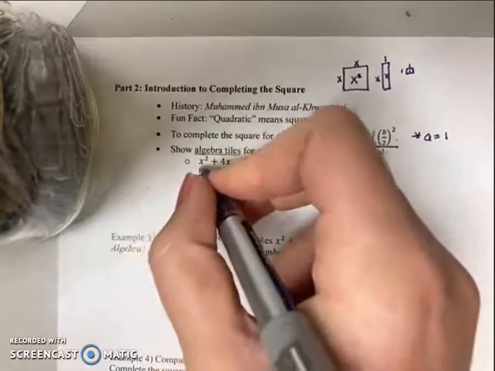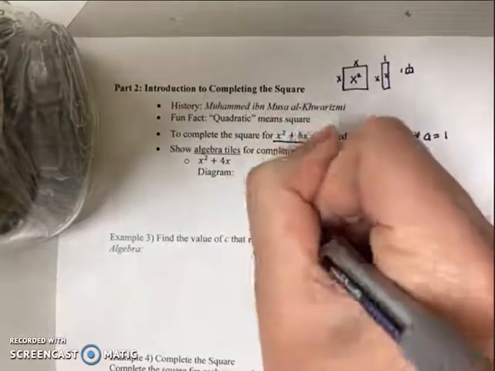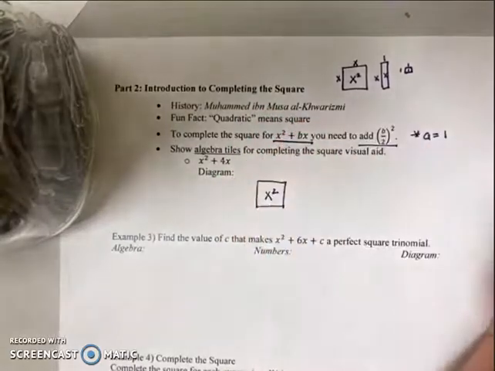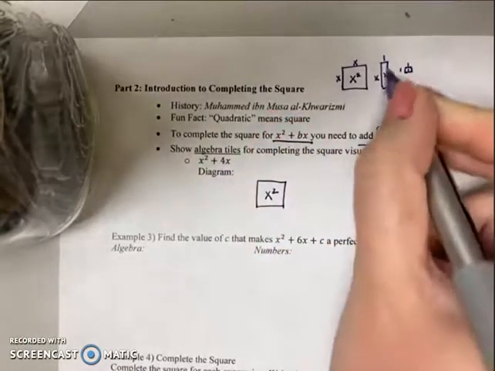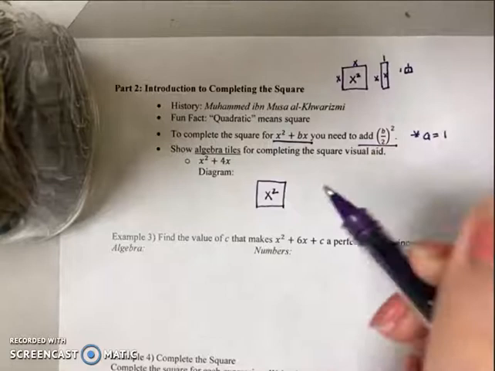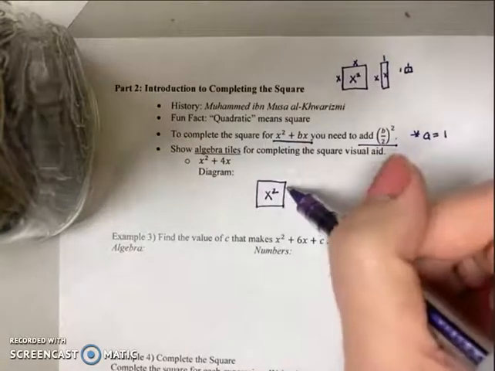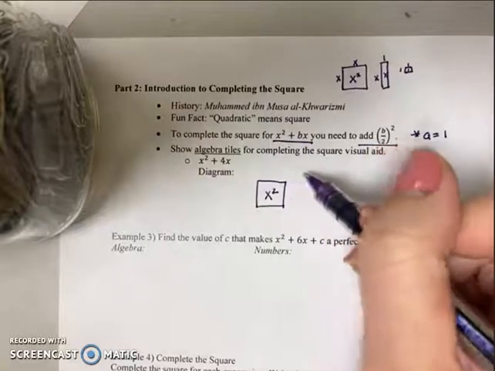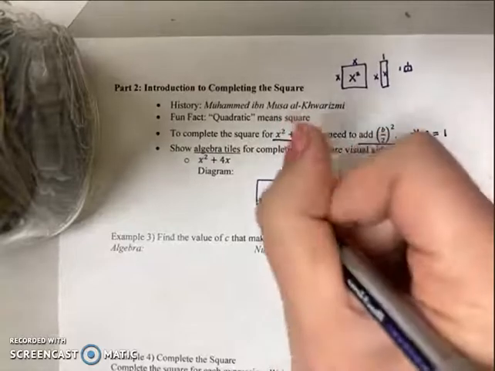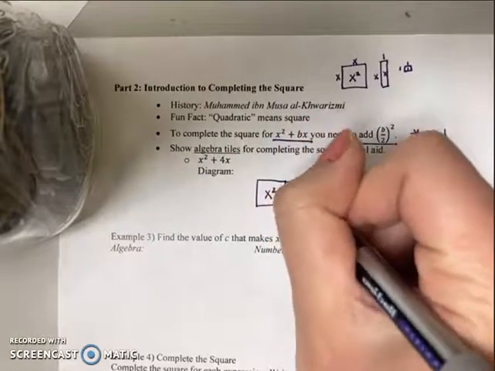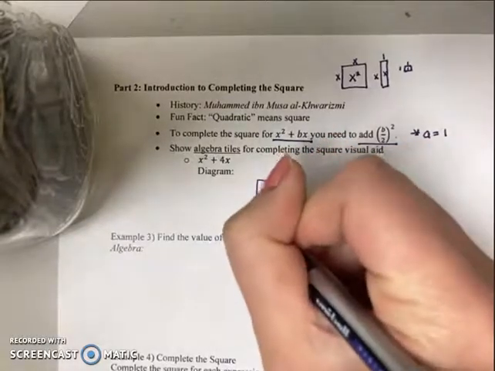So if I have x squared plus 4x, he'd say, okay, here's my x squared tile. I only have one of those, and I have 4 x tiles, so 4 of these. Now I'm trying to create a square, not a rectangle, so I'm not going to put all 4 x tiles on one side. Instead, what I'm going to do is put 1, 2 here, and 1, 2 here.